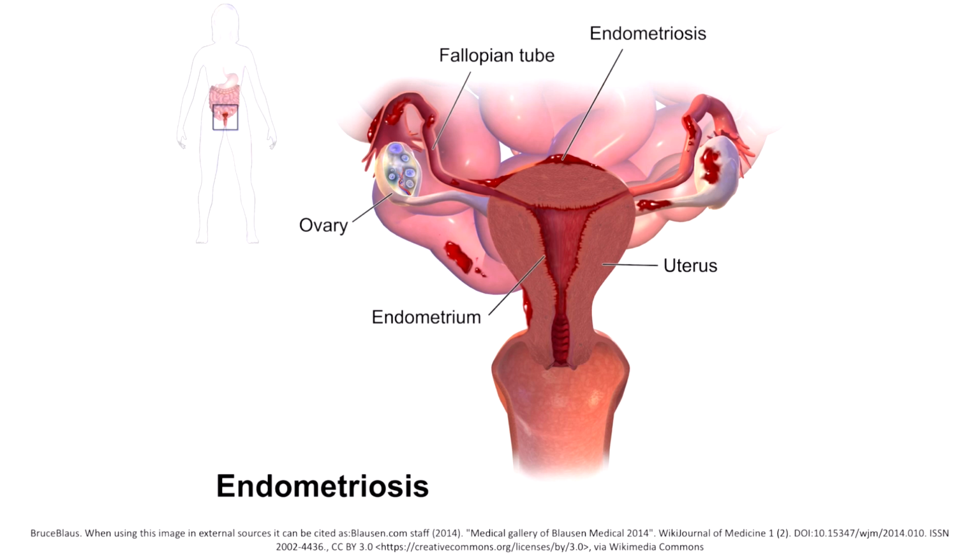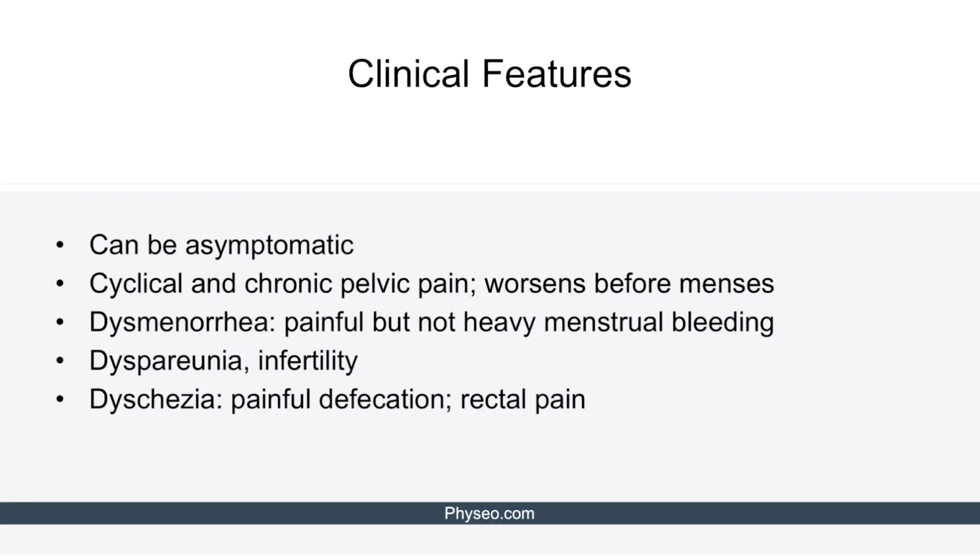Endometrial tissue can be implanted anywhere in the pelvic organs, peritoneum, and even extrapelvic organs. Common locations include the uterosacral ligament, rectovaginal septum, and posterior cul-de-sac, which can also be palpated as nodules on pelvic physical examination. Patients with endometriosis can be asymptomatic.